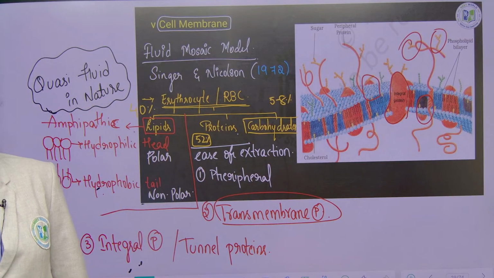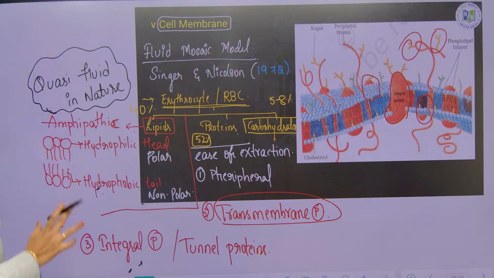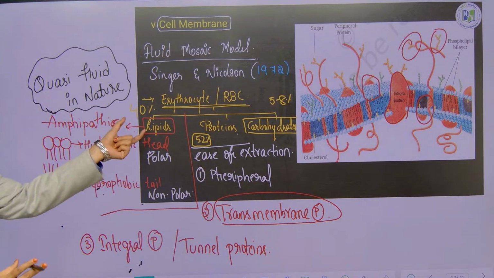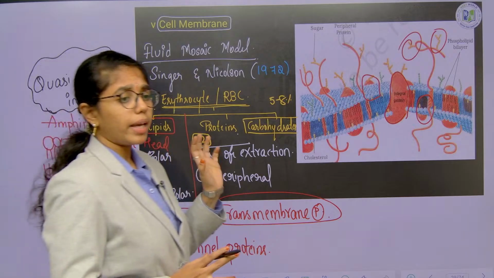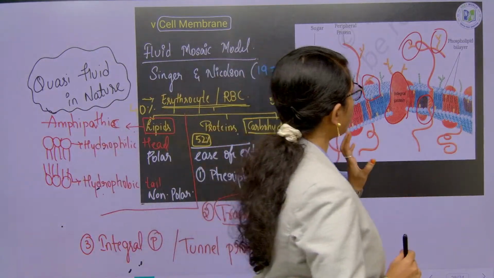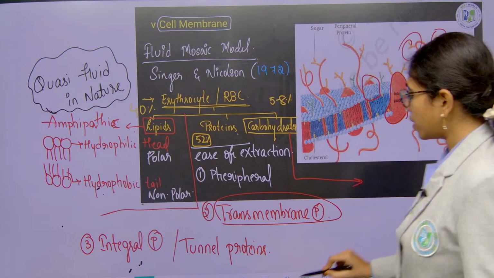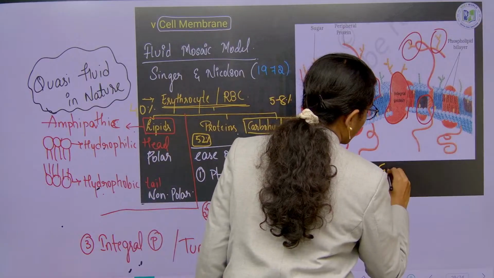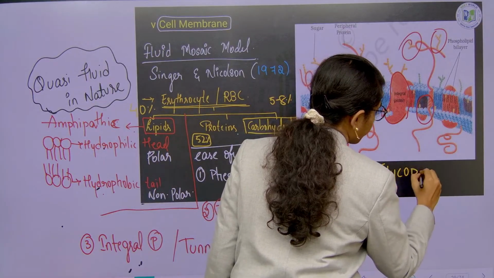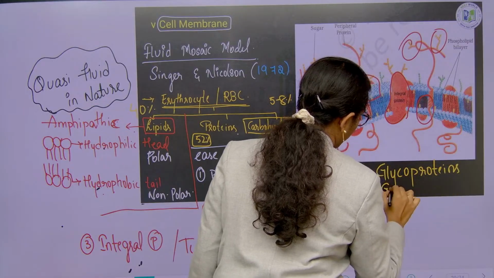Important statements to be remembered, so that you will not get confused with assertion, reason and statement based questions. This is about the components of lipids and proteins. Now we have the rest, 5 to 8%, of carbohydrates. In what form? Carbohydrates are in the form of glycoproteins and glycolipids.